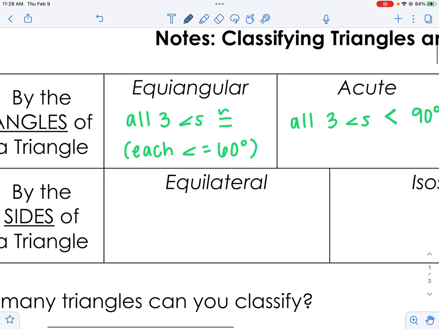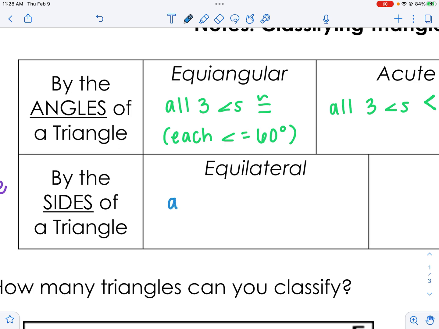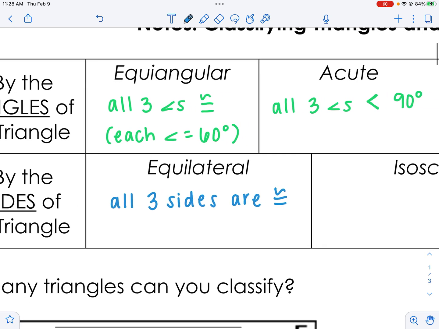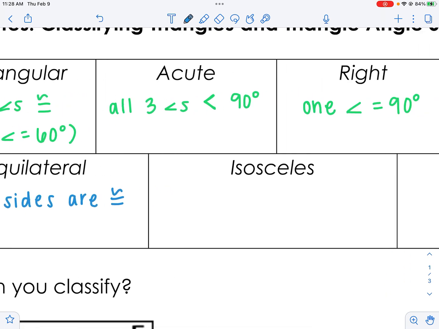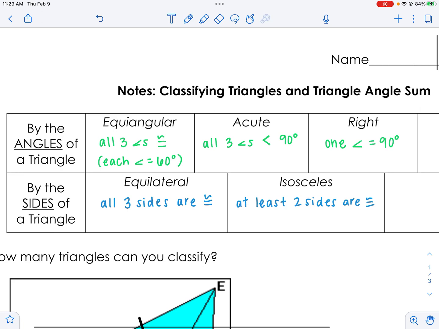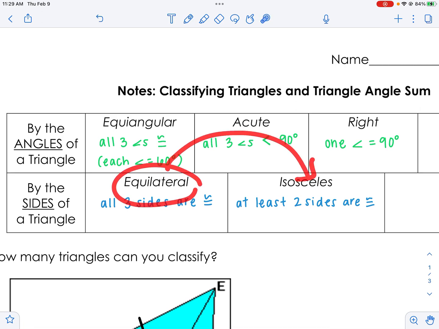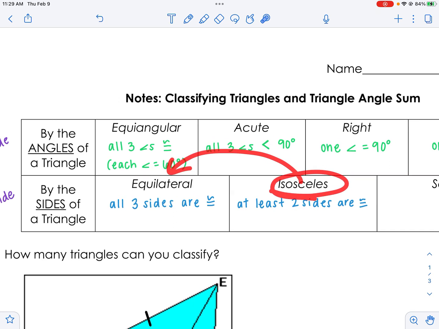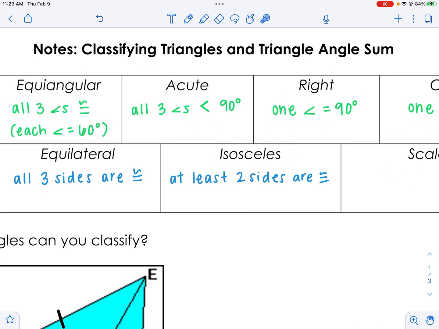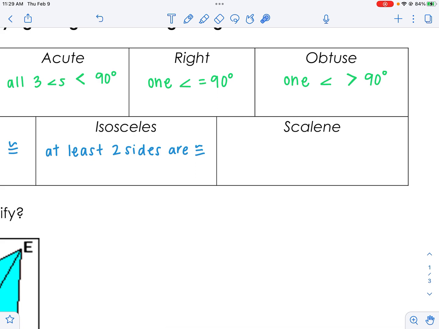And you probably have heard of equilateral before. Equilateral is if all three sides are congruent. So that would be if one side's 8, all the sides are 8. Isosceles would be if at least two sides are congruent. And I say that because an equilateral triangle is always isosceles because it fits that definition. At least two of the sides are congruent, but isosceles triangles are not always equilateral. So equilateral is when all three sides are congruent, and isosceles is when at least two sides are congruent.